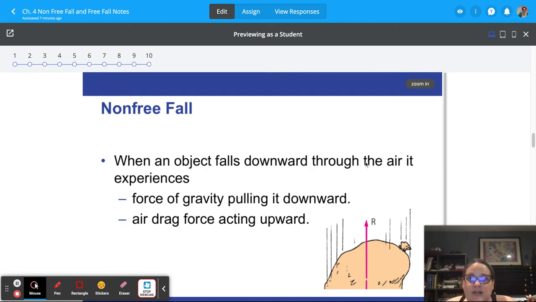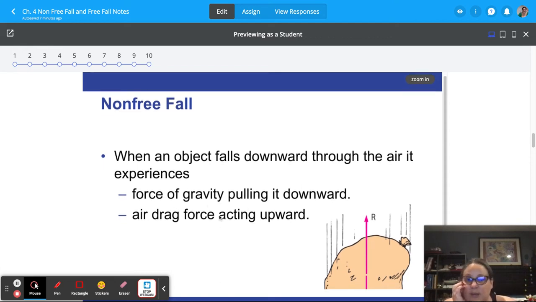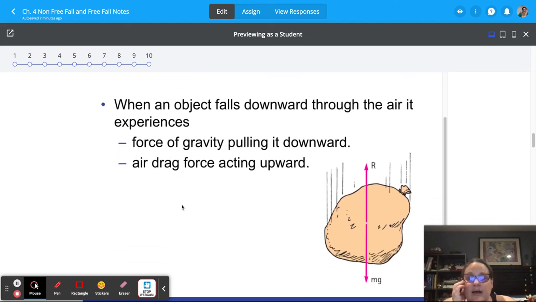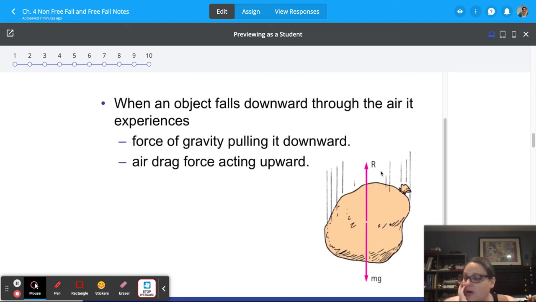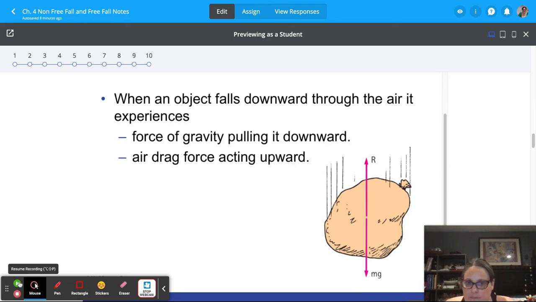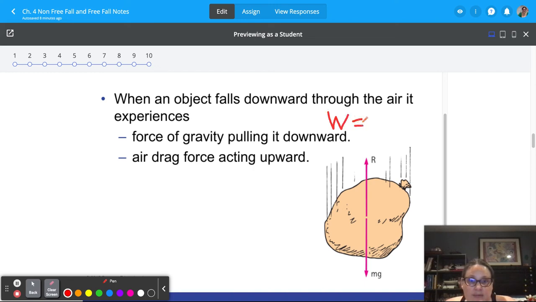So when an object falls downward through air, it experiences the force of gravity pulling it downward and air drag force acting upward. We also call this air resistance, and that is represented with the letter R here. Okay. So force of gravity is pulling it downward. We will refer to this often as weight, so I'm going to just put W. And then when downward, we have the action of air resistance, which I'm going to write as an R.